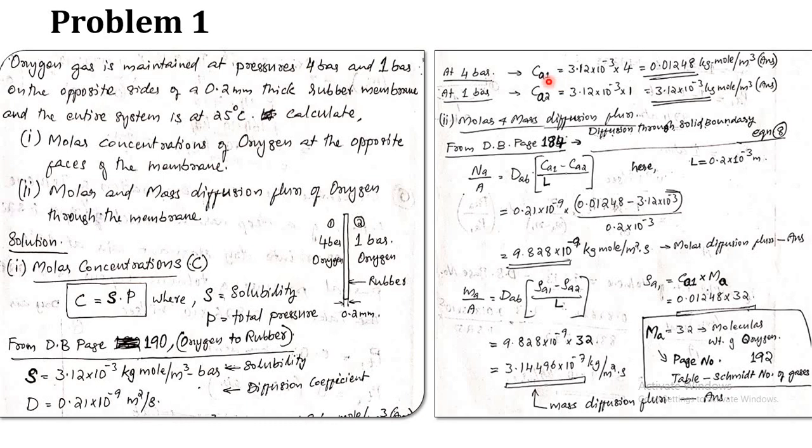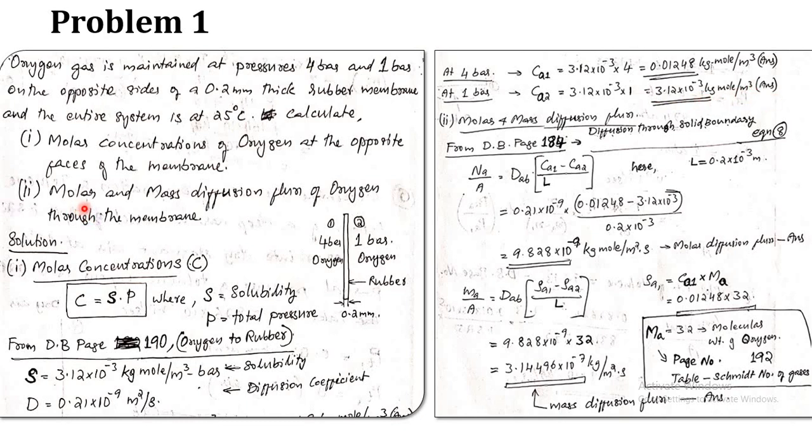Now at 4 bar, that is the left side, CA1, the molar concentration of oxygen at the left side of the rubber membrane, is equal to solubility multiplied with the pressure, giving 0.01248 kilogram mole per meter cube. And at the right side, it is maintained at 1 bar. So CA2, the molar concentration, is equal to 3.12 times 10 raised to minus 3 times 1, that is 3.12 times 10 raised to minus 3 kilogram mole per meter cube.